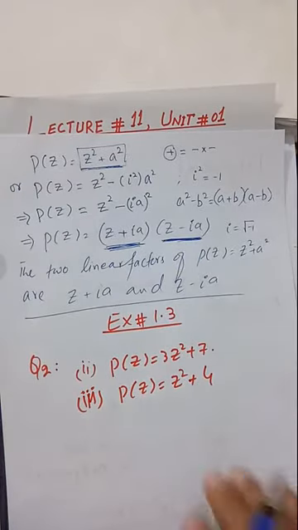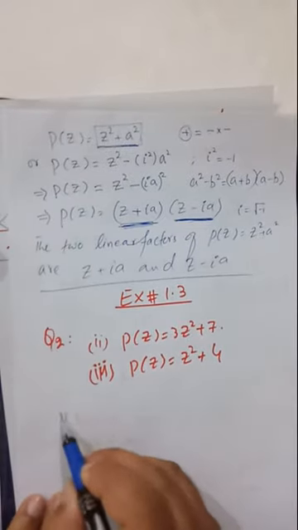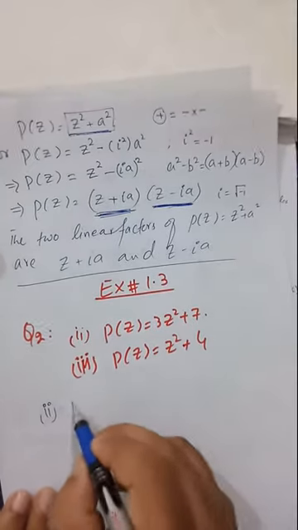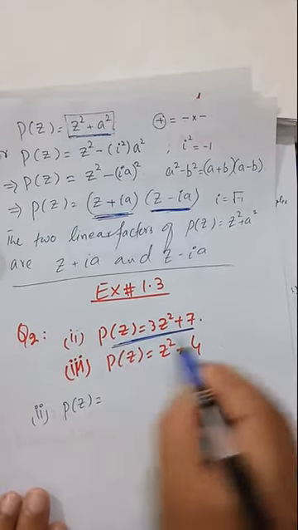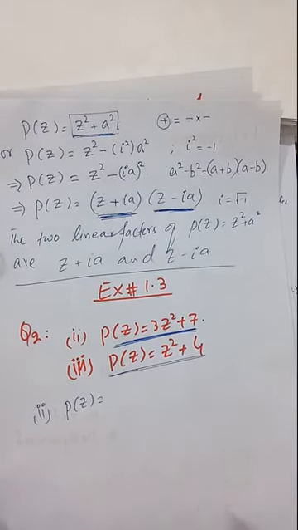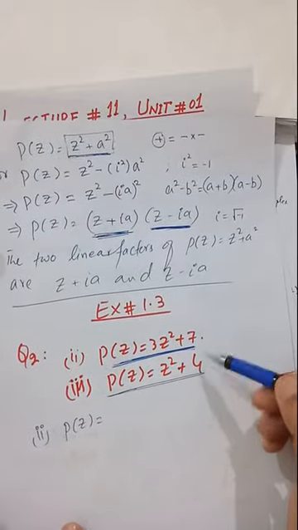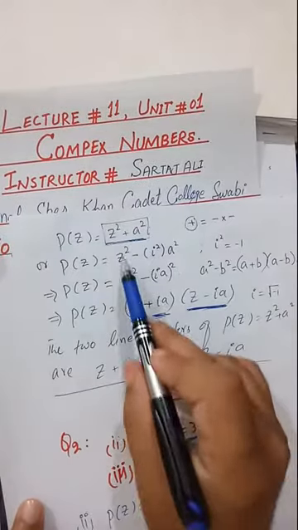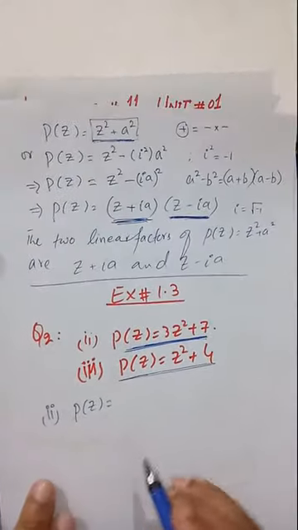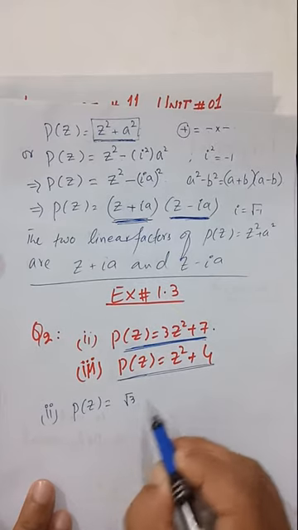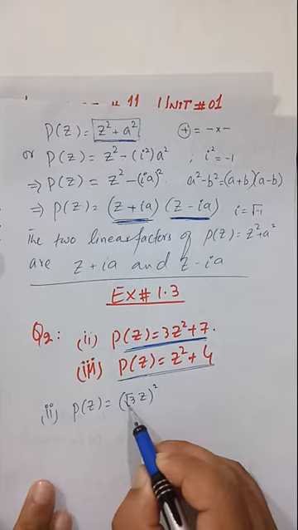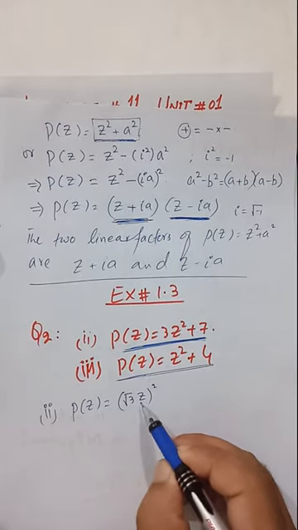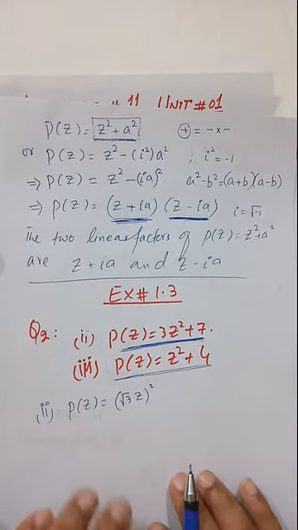So how can you convert these into linear factors? If I take part number 2, p of z can be written as, the requirement is to convert these two polynomials into their linear factors. Both these polynomials are of type A, z square plus a square. So how can you convert this? This can be written as under the root 3 z whole square. When the square comes on the square root of 3 you will get 3, and when it comes on z, it will become z square.